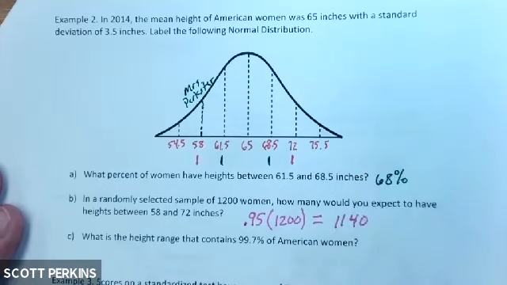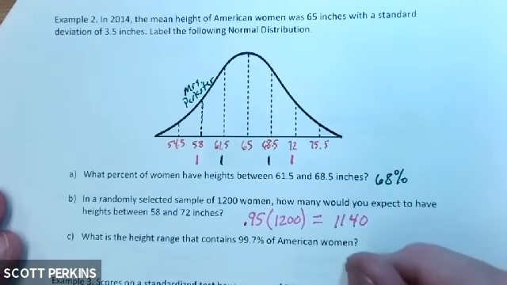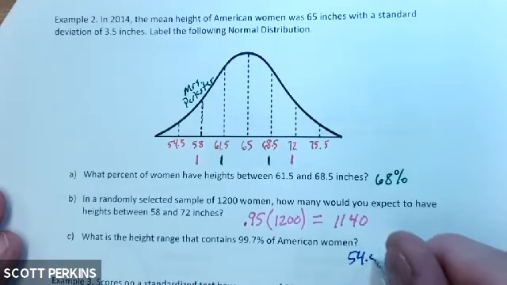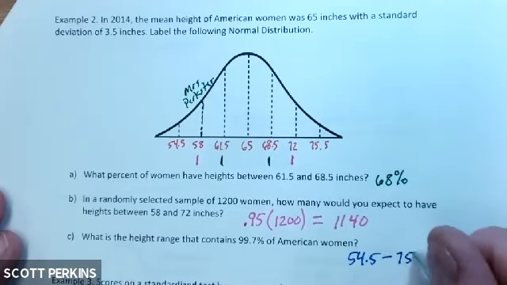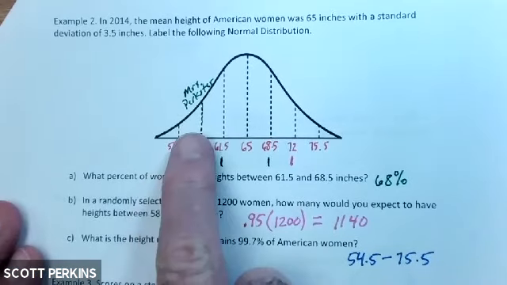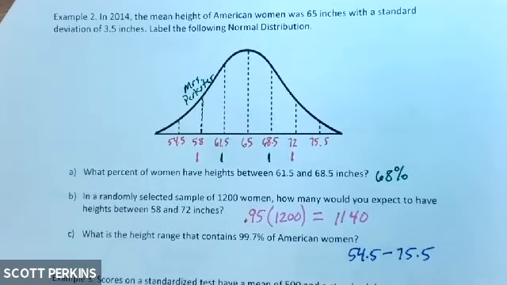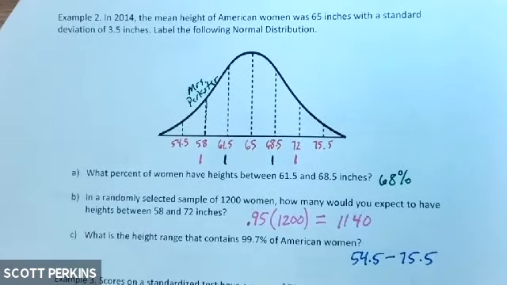1,140, most of them, yes, are going to have that. And then what is the height range that contains 99.7? And that's going to start where? Yep. And it's going to go all the way to 75.5. When you learn a little bit more about it and you can play around a little more, you can actually divide up and find the, and it's not too hard. We'll have time. So we'll probably go ahead and do it just for funsies after this last problem.